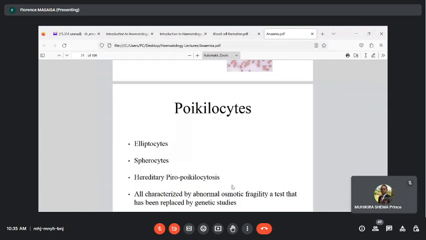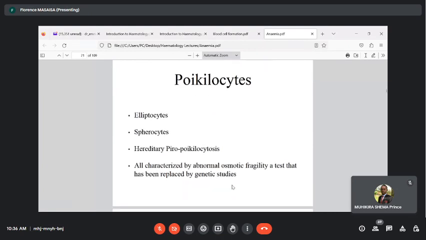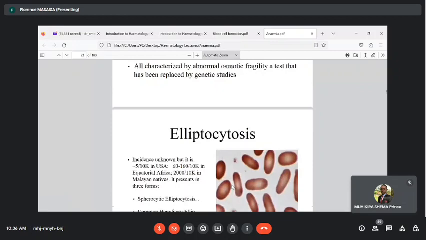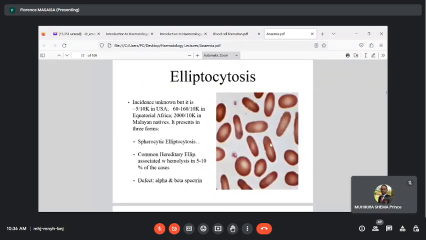So again, you will see poikilocytosis. Remember, poikilocytosis means variation in shape. So you may see elliptocytes, spherocytes, and so on. So this is an elliptocyte. You see the image is like an ellipse. That's why they call it elliptocyte. So these red cells have a defect in alpha and beta spectrin, which are red cell membrane proteins. When they lack those spectrins, they are fragile and can be destroyed easily.